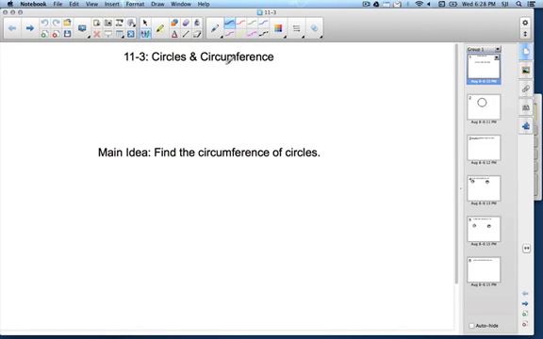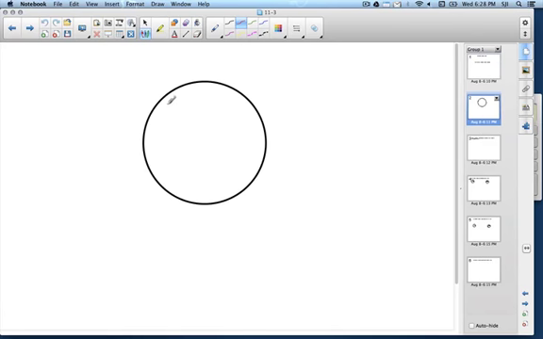11-6, Circles and Circumference. The main idea of this lesson is to be able to find the circumference of circles. Before we can start finding the circumference of circles, we need to review a few important vocabulary words about circles. The first word that I want to go over is center.